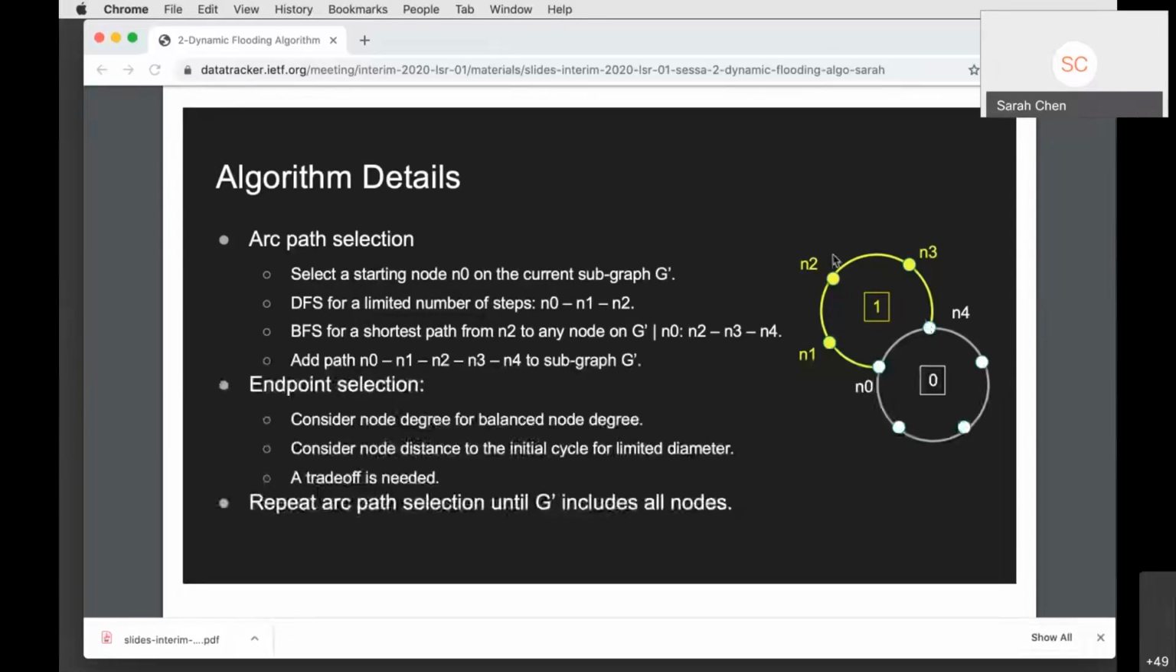So in this example, in this first iteration, we first find the starting node N0 on the initial cycle. And then we do DFS. Let's say we only did two steps, N1 and N2. And then we find the shortest path back to any nodes on the initial cycle except the starting node. So here we find N3 and then N4. So in each iteration, we add these arcs.